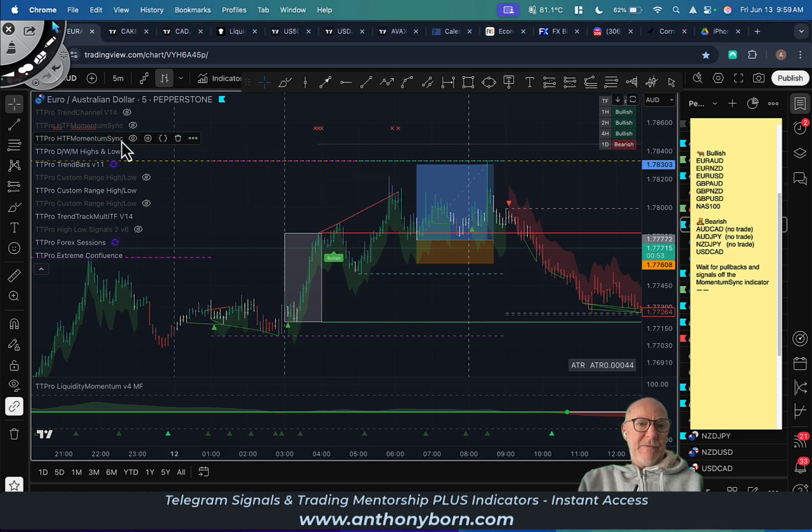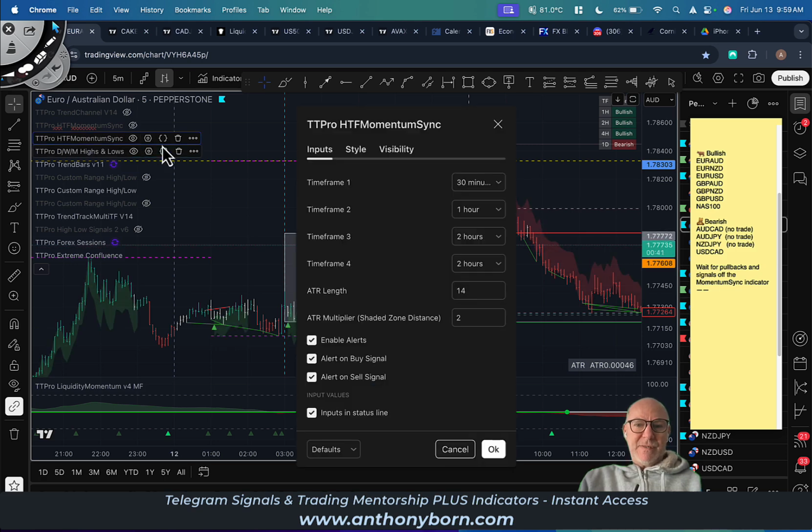Now, here's the thing with the trend momentum sync indicator. This is it here. You see the green up triangles flashing on and off, and there's a red triangle. In the settings, I had it set to 30 minutes, 1 hour, 2 hours, and 2 hours. It's a complex calculation and I won't go into it, but it's looking at multiple time frames for a certain condition to be met, and they all have to stack up. If one of these time frames doesn't stack up, then we don't get a signal.